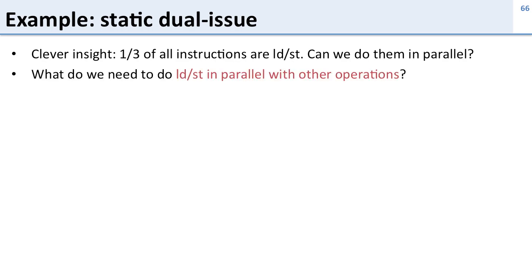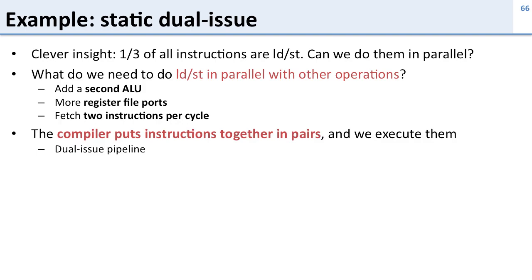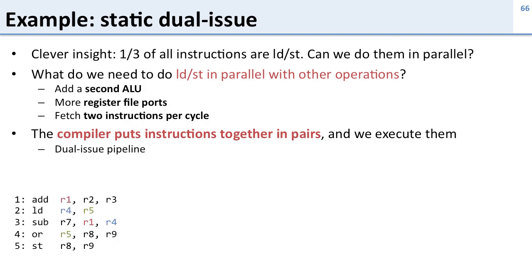So what do we need to do this? Well, we want to run load and store in parallel with the other operations. So we need a second ALU so that we can calculate the load store address. We need more register file ports so we can load out the stuff we need for the load and store address and the data. We need to be able to fetch 2 instructions per cycle. Not just 1, but 2, because now we're going to do a load and store and another instruction. And we need some way to put these instructions together. So here we're going to assume the compiler puts instructions in pairs and we execute them. So this is a dual issue pipeline.